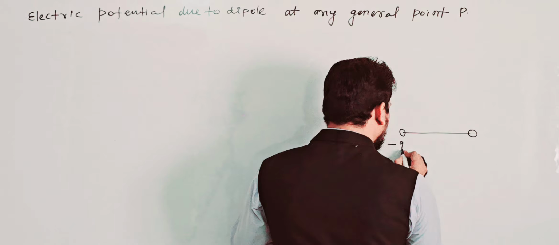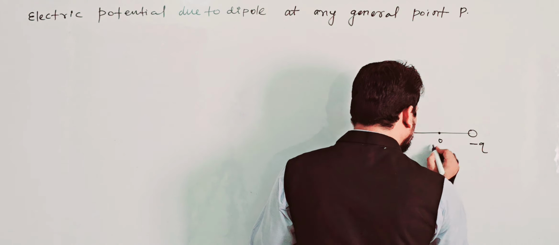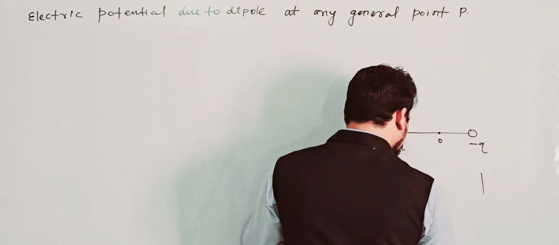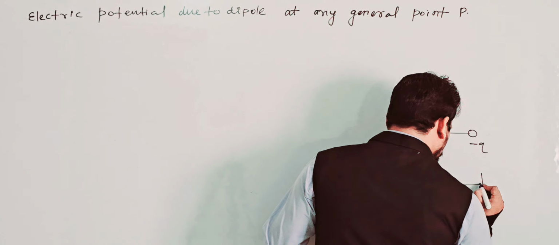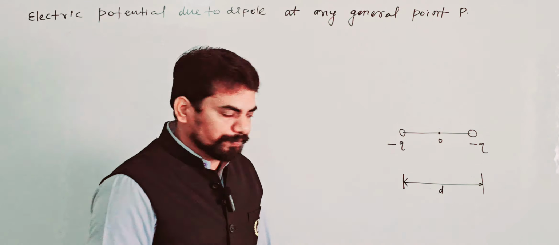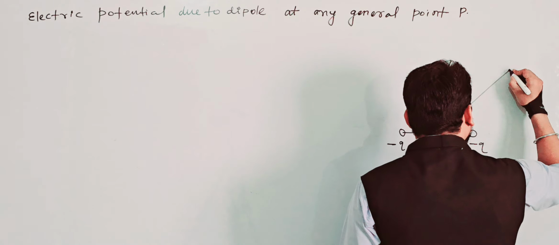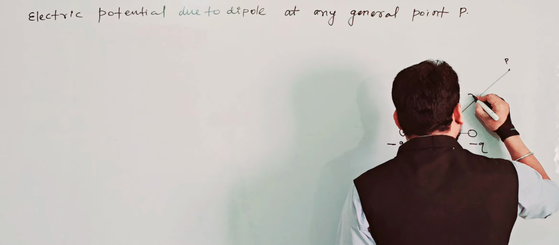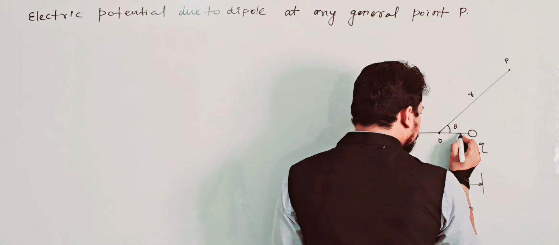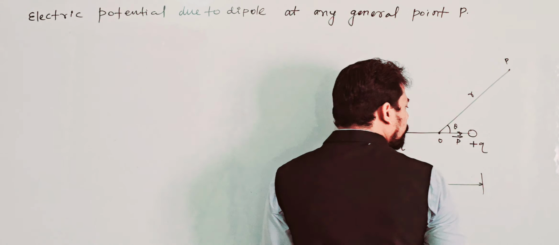This is minus q, this one is plus q, this is the center of the dipole, and the separation between these two charges is called the length of the dipole. We can check in the previous lecture. From the center, take any general point P, which is at distance r and making angle theta with the direction of the dipole moment, which is towards the positive q charge.